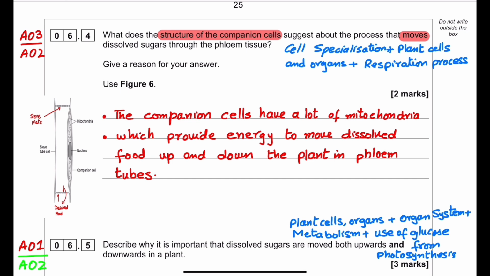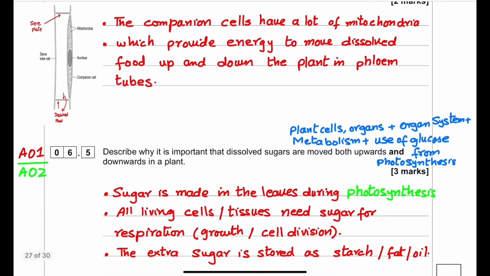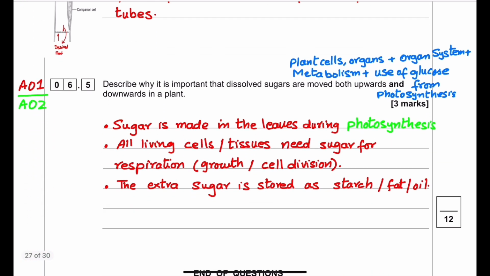Let's see the model answer. The model answer is: sugar is made in the leaves during photosynthesis. The student can use the word glucose instead of sugar. All living cells or tissues need sugar for respiration, for growth and cell division. The extra sugar is stored as starch, fat, or oil in the plant. Therefore, the dissolved sugar is moved both upwards and downwards in a plant.